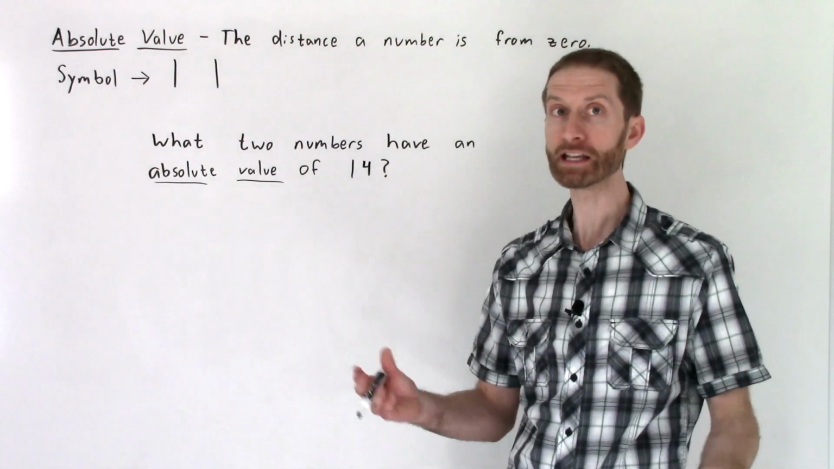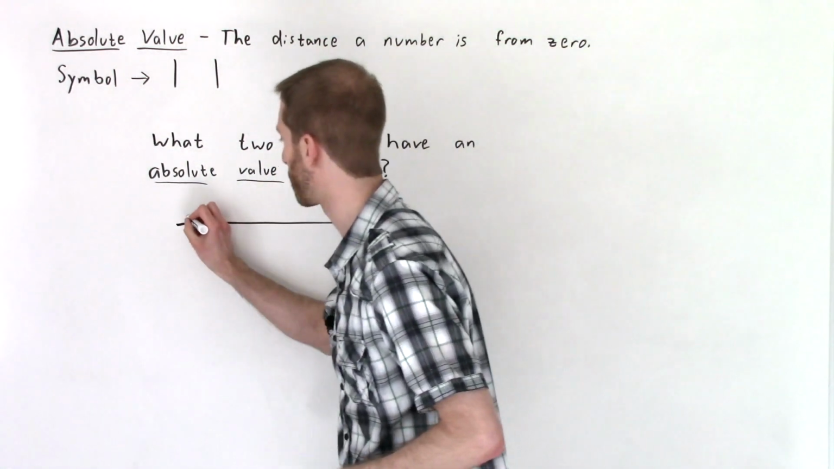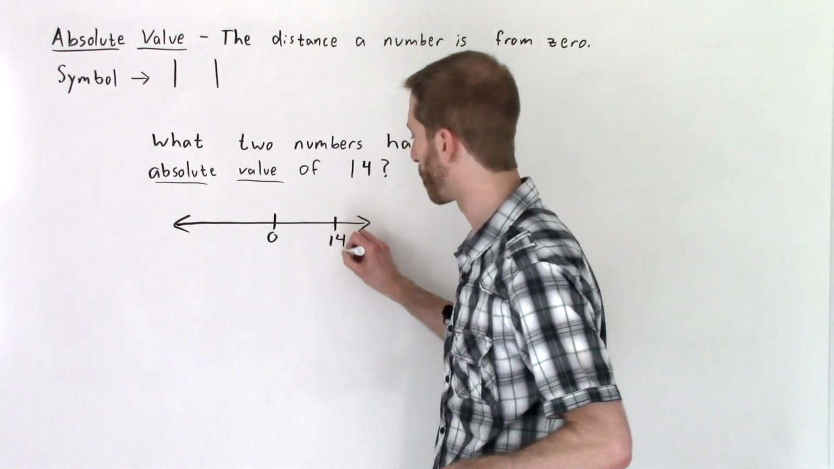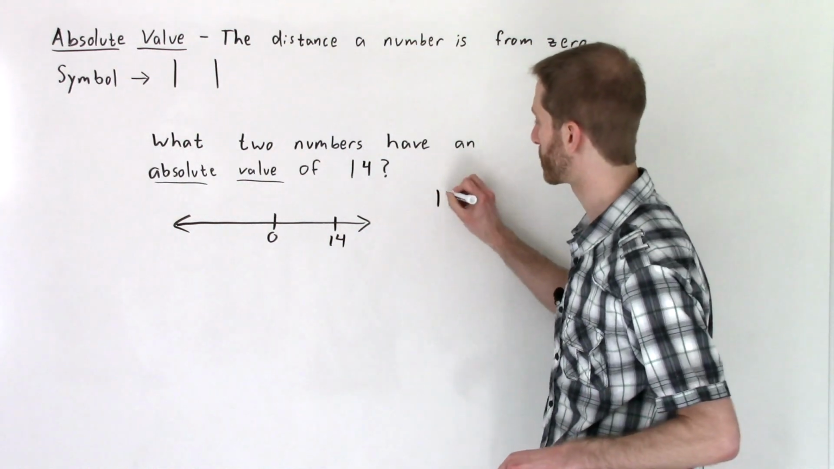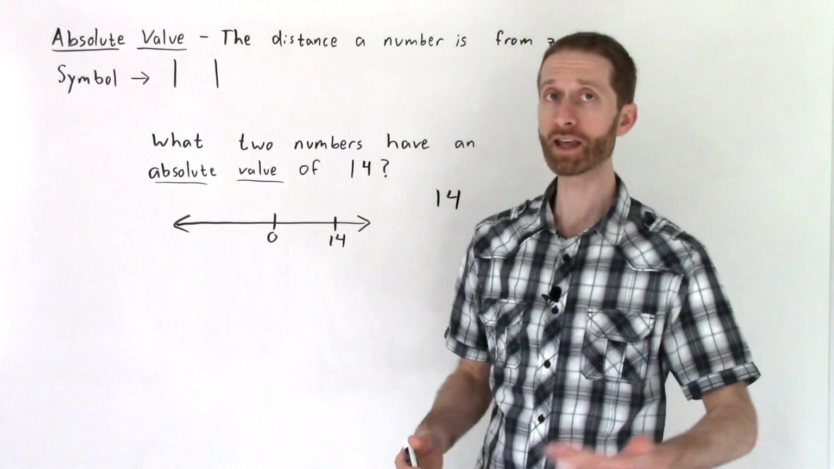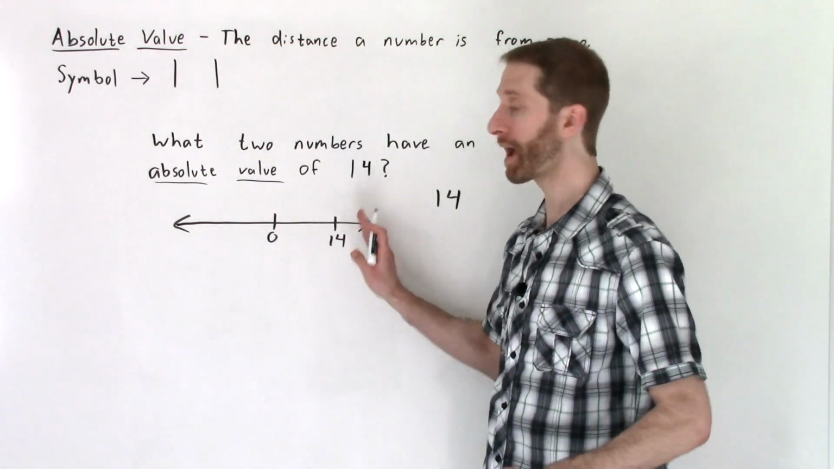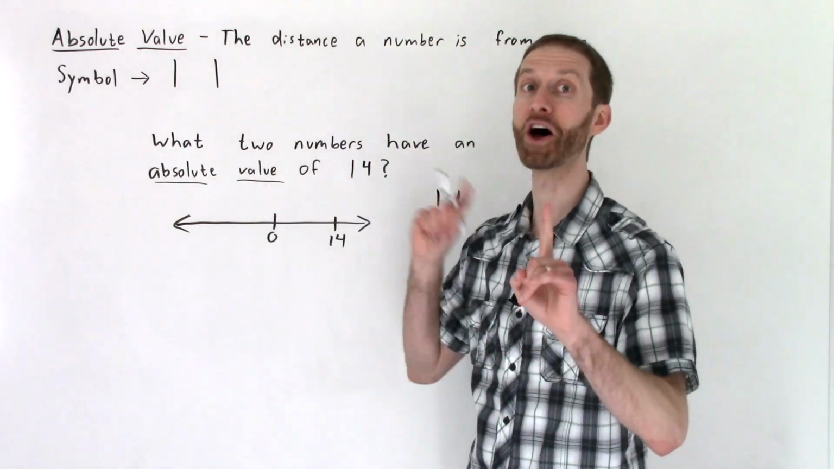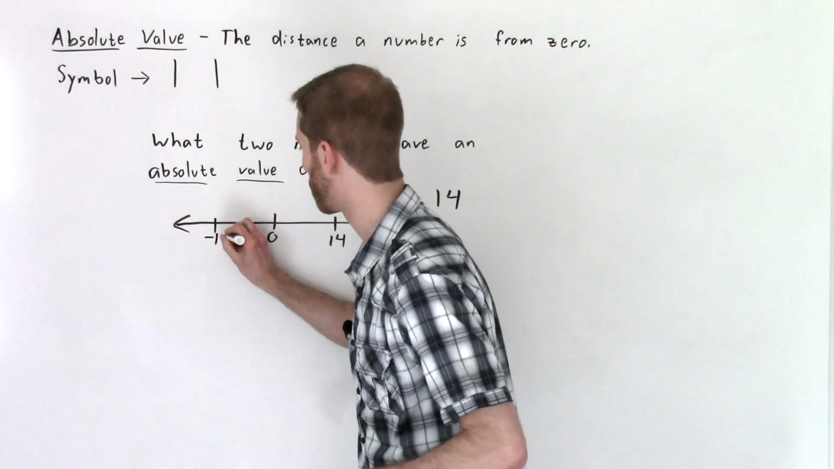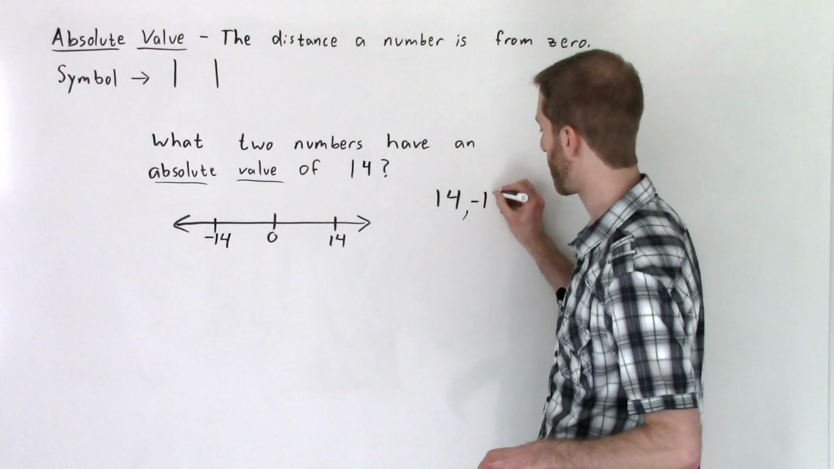Well, I know 14 is 14 away from 0, right? If you look at, like I said, I'll call this an abbreviated number line, you've got 0 right here in the middle, and then you got 14 is 14 away. So that's one of the answers. Well, what other number has an absolute value of 14? Again, another way of saying that is what other number is 14 away from 0? Well, 14 to the right is one answer. 14 to the left would be another answer. And so that would be negative 14. The negative symbolizes we're going to the left of 0, 14. And those are your two answers.